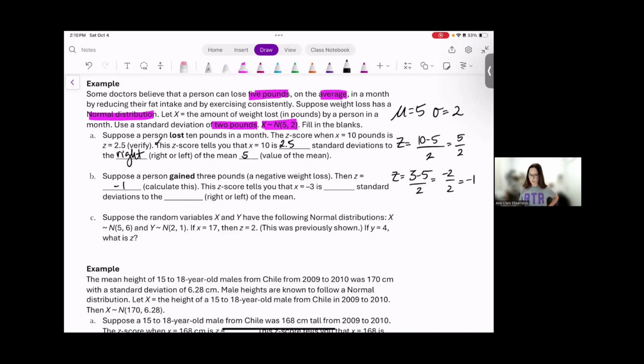The z is negative 1, and that tells us it is negative 1 standard deviations to the left of the mean. Negative is to the left, positives are to the right always.